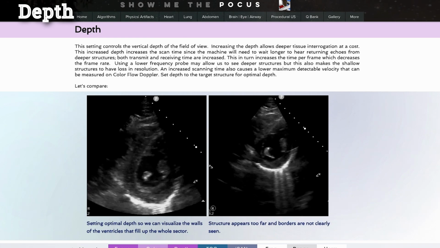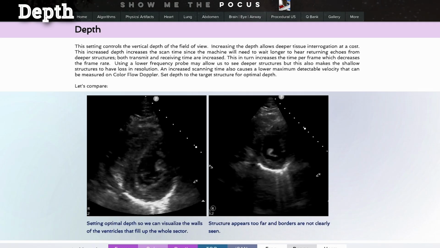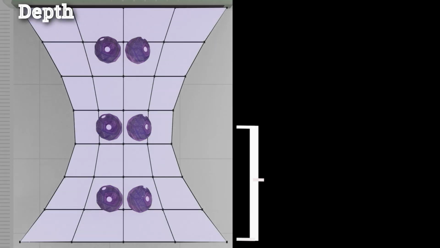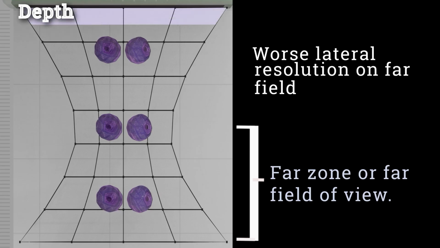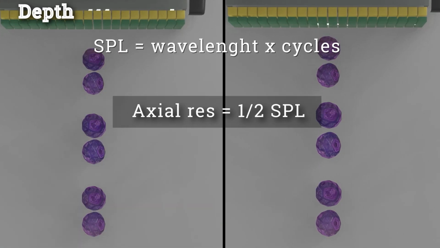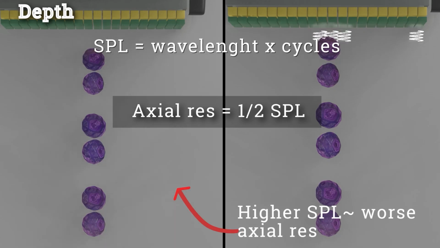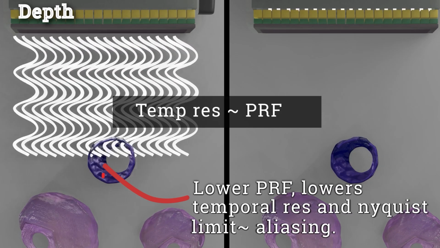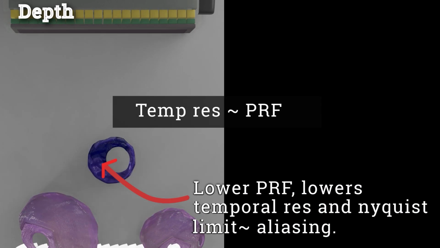Using a lower frequency probe may allow us to see deeper structures, but this also makes shallow structures have a loss in resolution. Note that in the far field, the ultrasound beam diverges, which implies a worse lateral resolution. Remember that the axial resolution is mainly determined by the spatial pulse length, and a lower frequency probe will have a worse axial resolution. At an increased depth, the increased scanning time also causes a lower pulse repetition frequency, and thus it lowers the Nyquist limit, so we are more prone to aliasing.